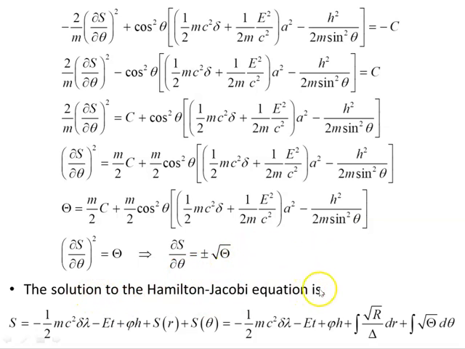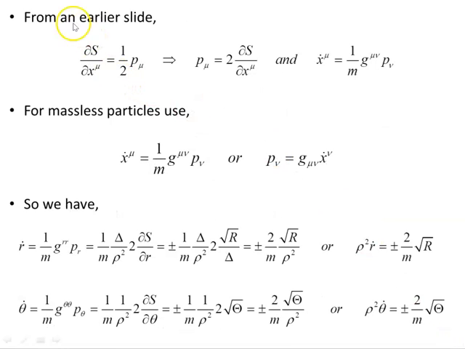Now, the solution to the Hamilton-Jacobi equation S has this form here, and from an earlier slide, ds dx mu is a half p mu, or implies that p mu is 2 times ds dx mu, and x dot mu is 1 on m g mu nu, the inverse metric term p nu.